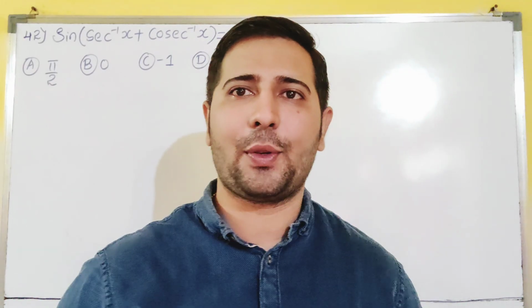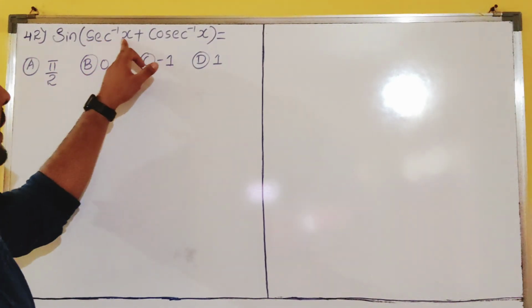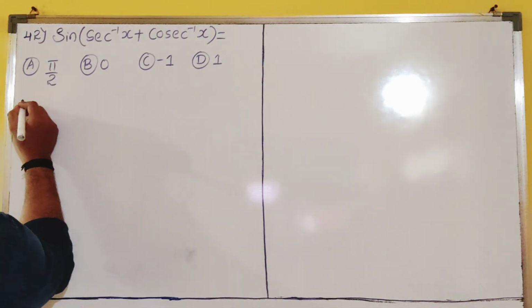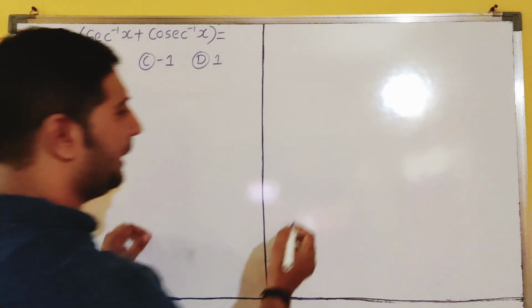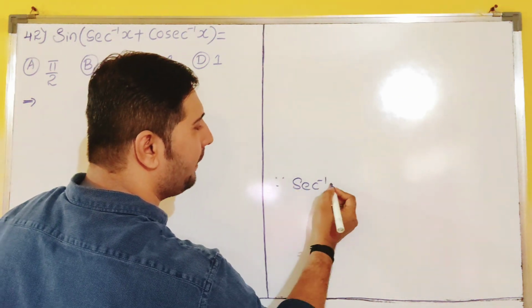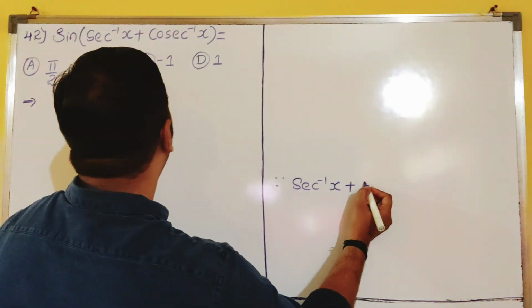Let us see the next question, dear students. Question number 42. Sine of sec inverse x plus cosec inverse x is equal to. So in this, which is the correct option, you have to say. So now see here, dear students. Again, same. One of the properties again: sec inverse of x plus cosec inverse x.